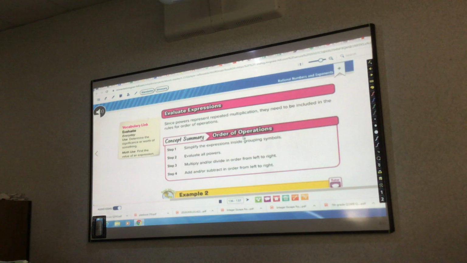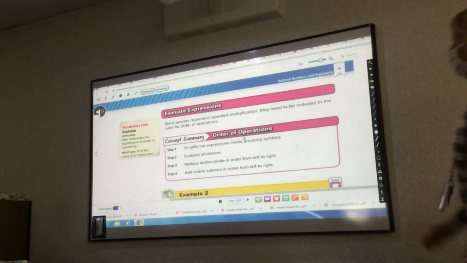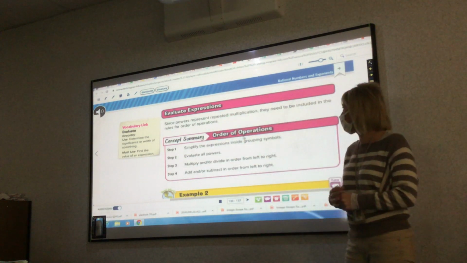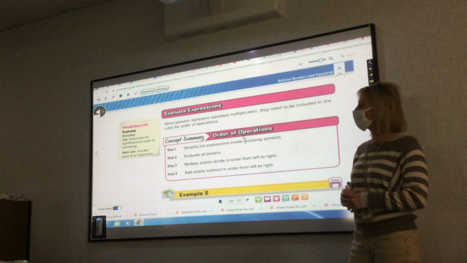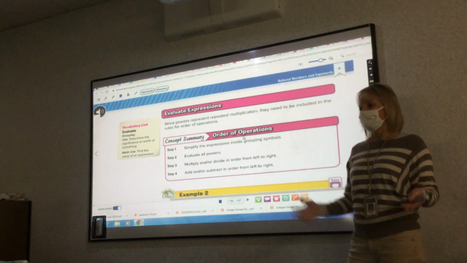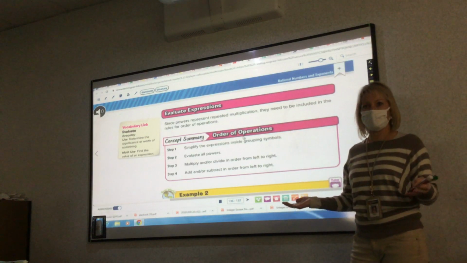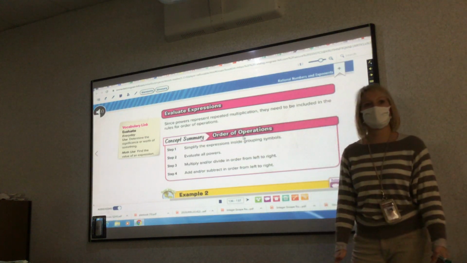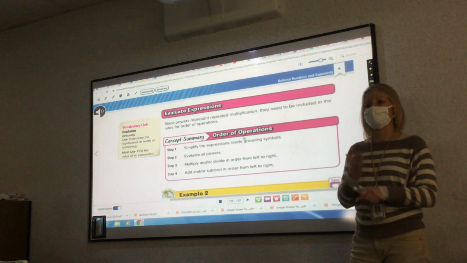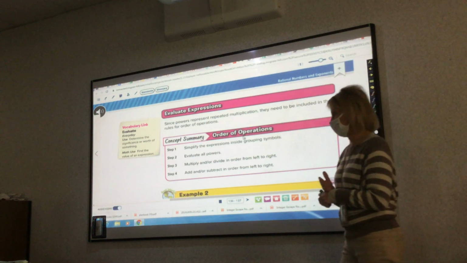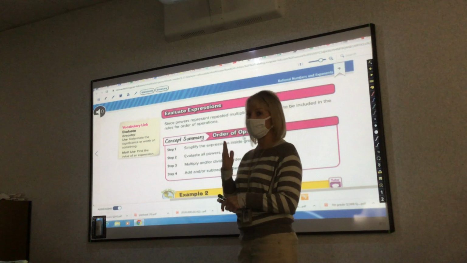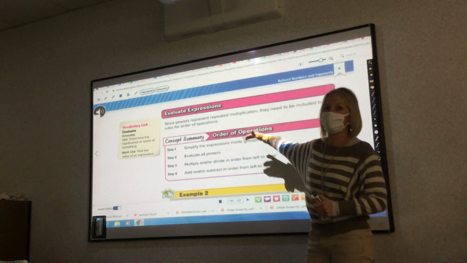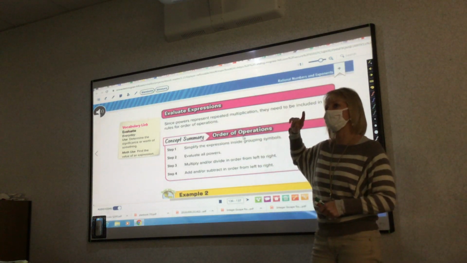Okay, looking at the next page, it says, since powers represent repeated multiplication, they need to be included in the rules for order of operations. You guys say PEMDAS, right? I say, please excuse my dear Aunt Sally, it doesn't matter, right? What does the P stand for? Parentheses. What does the E stand for? Exponents, and that's where we're at. So you would do anything in parentheses first, then the exponents.